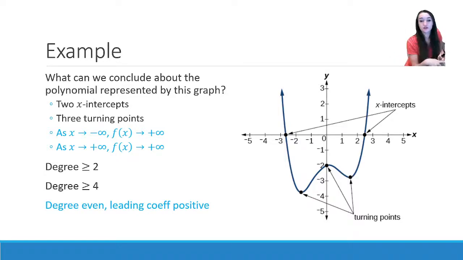So we know our degree is even, we know our leading coefficient is positive, we know our degree is at least 4, so maybe it is degree 4. That could be our answer. x to the 4th could be the leading term of our function, but it could be x to the 6th, it could be more than that, we don't know for certain.